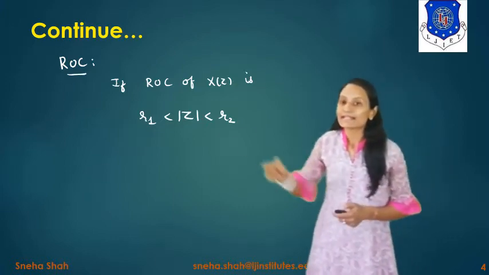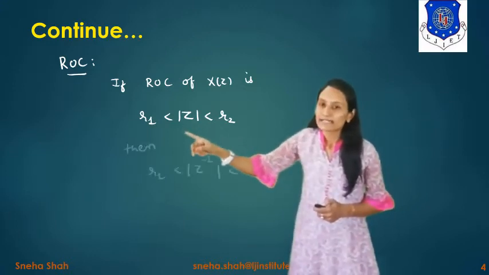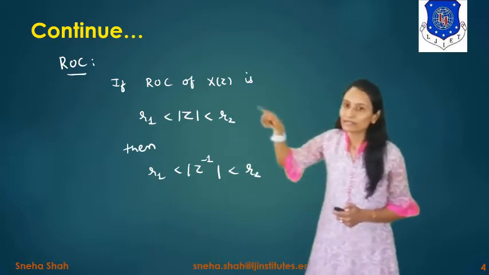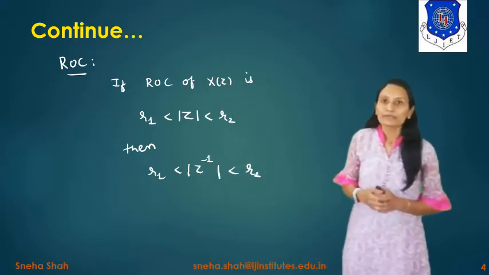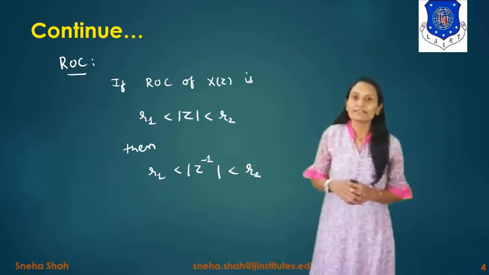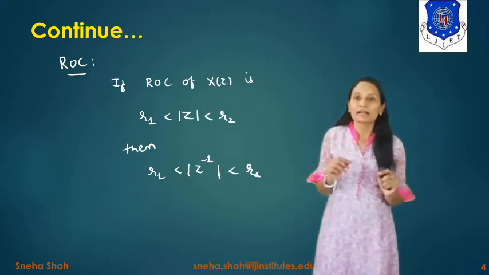So for that, instead of z we have taken z inverse, right? So instead of this z I will take z inverse. So z inverse will be in between R1 to R2. Now I have to simplify this term z inverse. So the z inverse term will convert in the form of 1 by z.